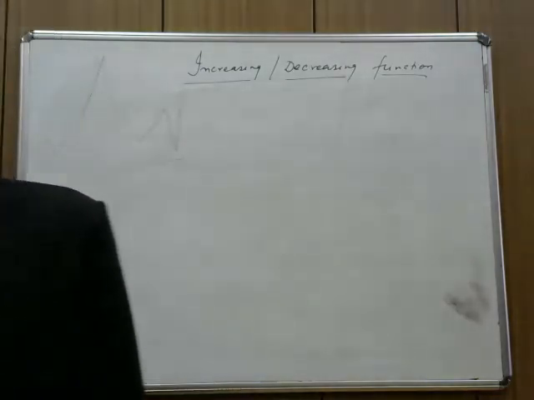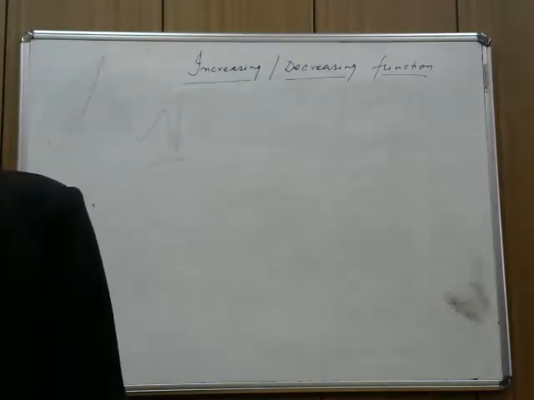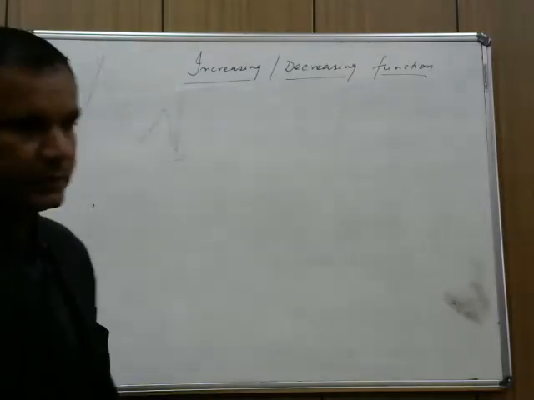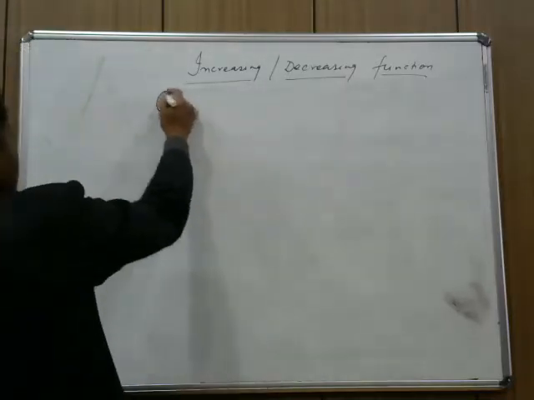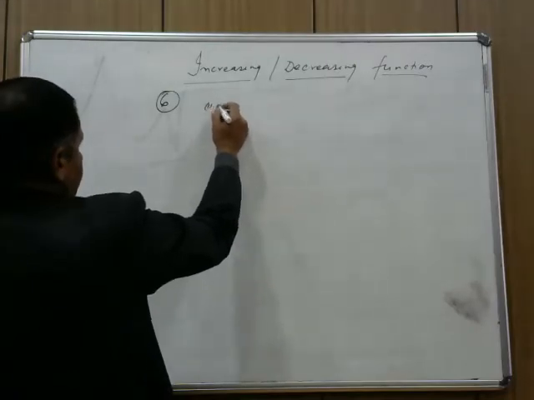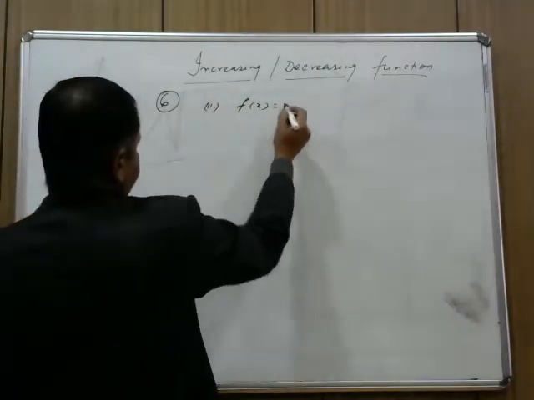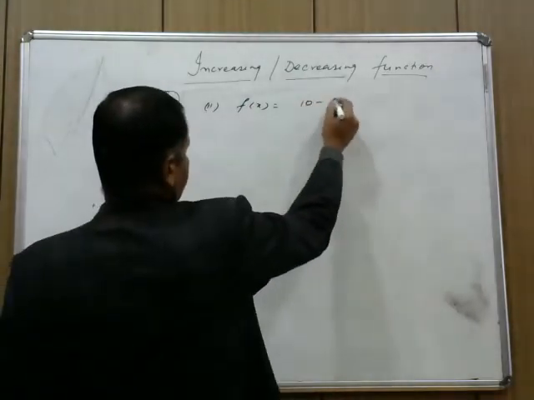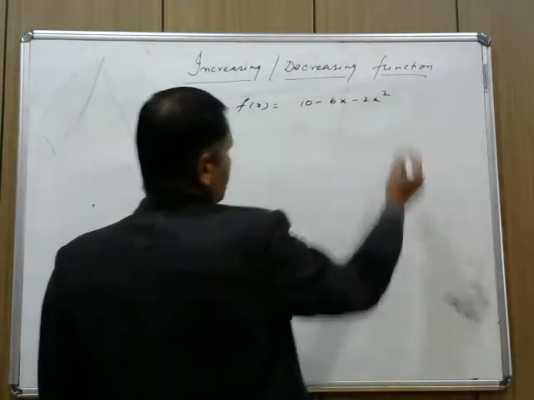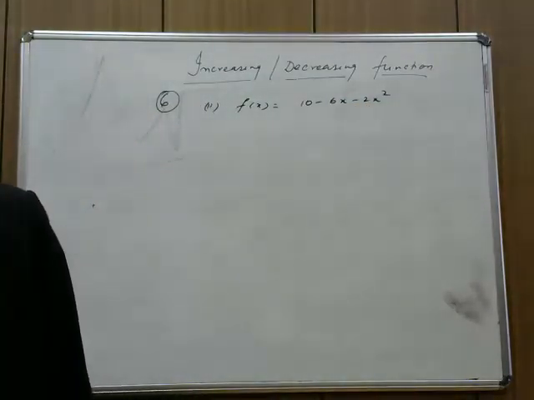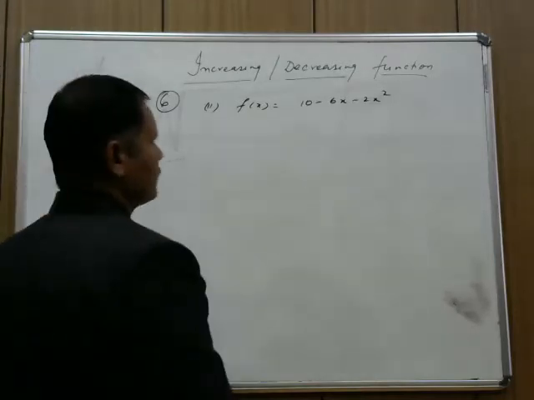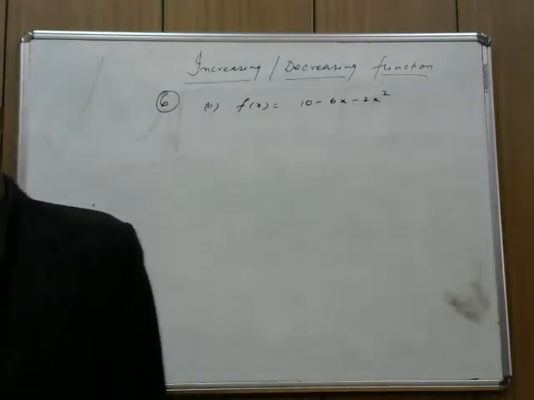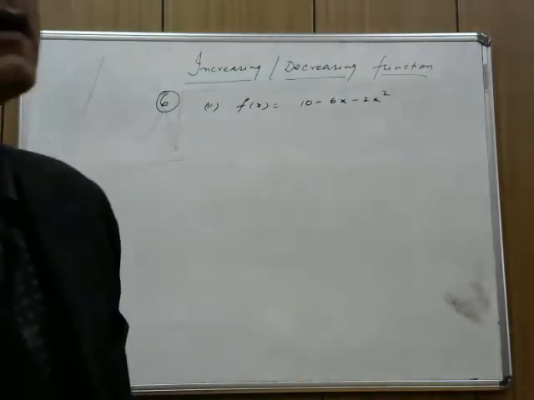In your book, exercise 6.2, question number 6, the question is to find the intervals in which the following functions are increasing or decreasing. I will be doing the second part of the question. F of x is given: f of x is 10 minus 6x minus 2x square. You have to find the interval in which the given function is strictly increasing or decreasing.